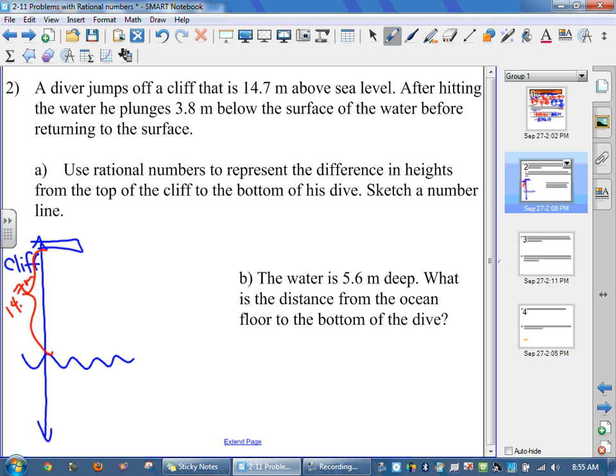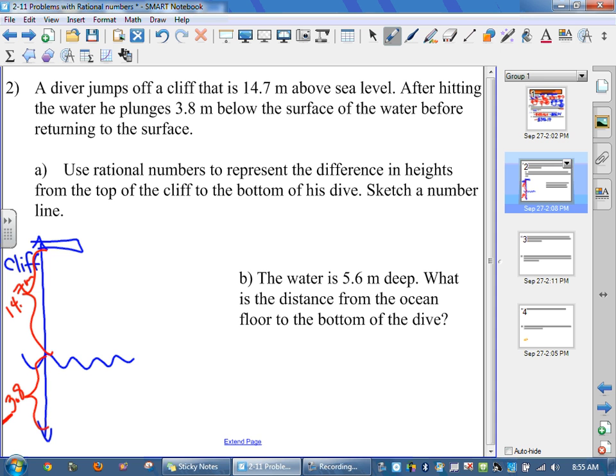3.8. So he's down below 3.8 meters. Okay, but he's below the water. Let's take a look now. It says, use irrational numbers to represent the difference in height from the top to the bottom of the dive. All right, we want the difference in height. Well, if he's below the water, what kind of 3.8 is it? It's a negative 3.8. Good, because it's under the water, so that's a negative number.